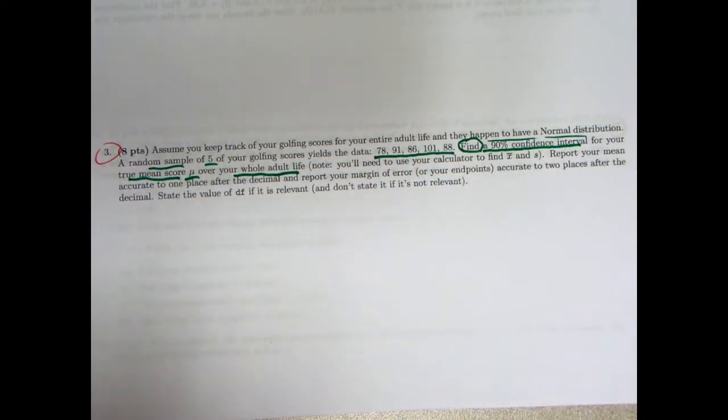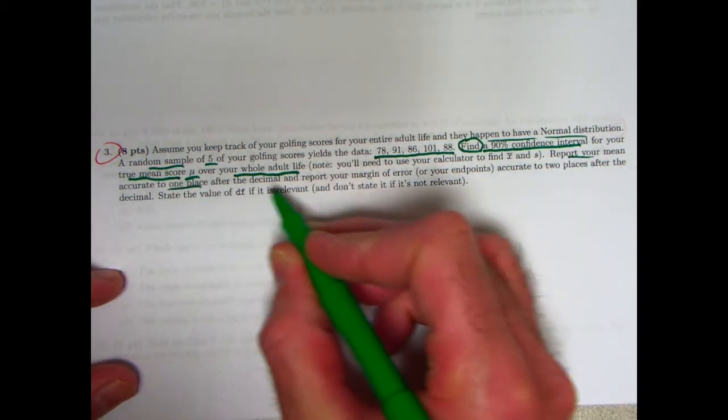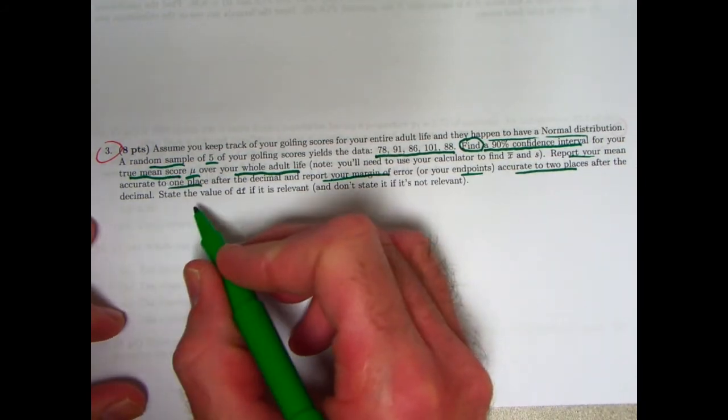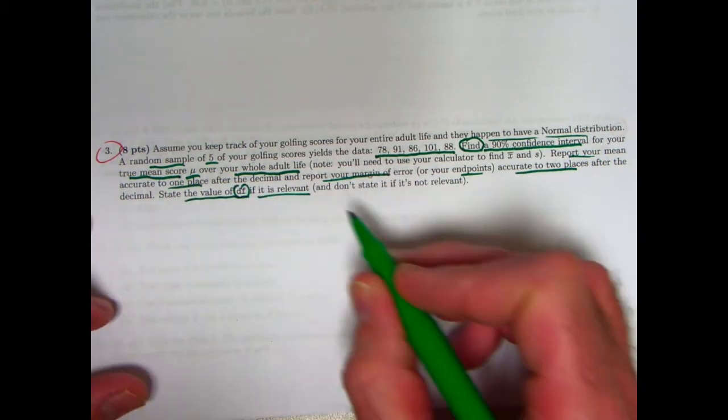That was a remark that I gave the people on this old exam. I didn't have to do that. That's something you should be able to do even if I didn't note that. Report your mean accurate to 1 place after the decimal, and report your margin of error or your endpoints accurate to 2 places after the decimal. Technically speaking, they probably should have the same number of places after the decimal, but I kind of like having 2 places, 1 extra place for the margin of error. State the value of df, the degrees of freedom, if it is relevant, and don't state it if it's not relevant.